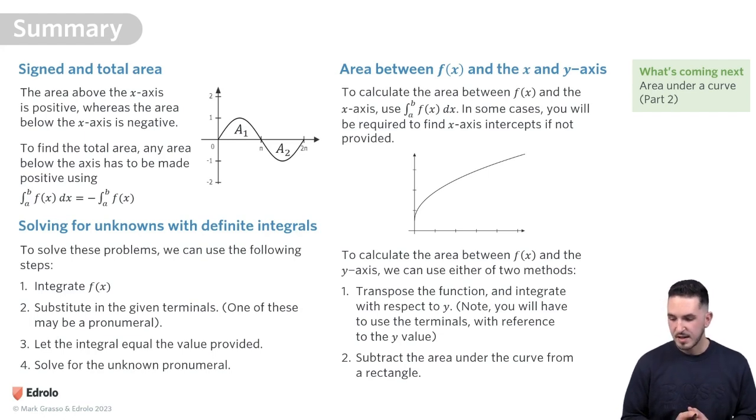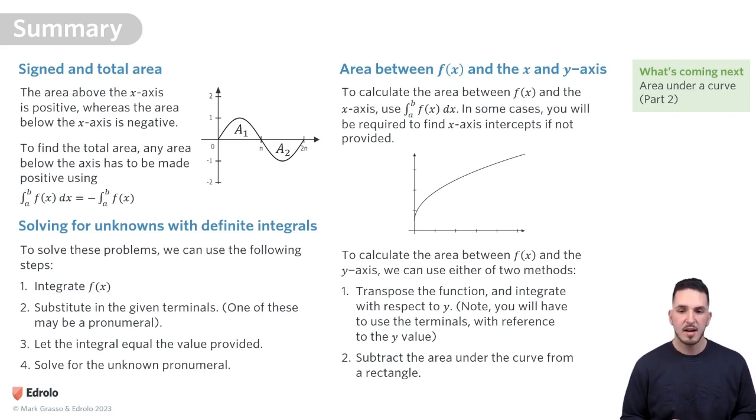The area between f of x and the x and y axes. So for f of x and the x-axis, we can simply find our bounds that may either be provided, or we may have to find the x-axis intercept. And for the y-axis, we'll have to first transpose and integrate with respect to y, or we can subtract the area under the curve from a given rectangle, similar to what we did in the mega question activity.